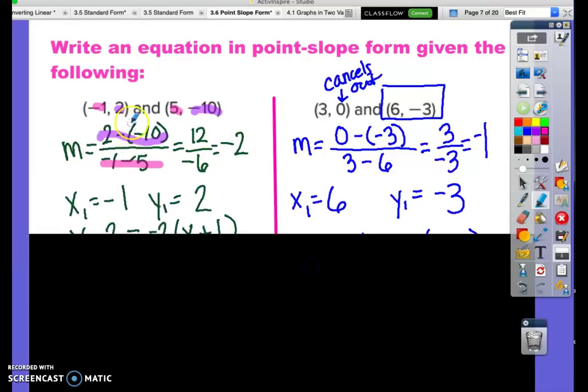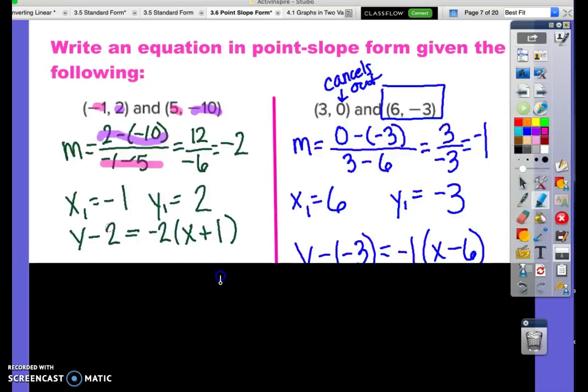You then are going to take one of the points and you're going to replace the x point. So the -1 gets replaced, so it's x minus a negative, which turns to a positive. So the x goes here, and the y, it's y minus the y point. And then your slope of -2 is going to go right here.